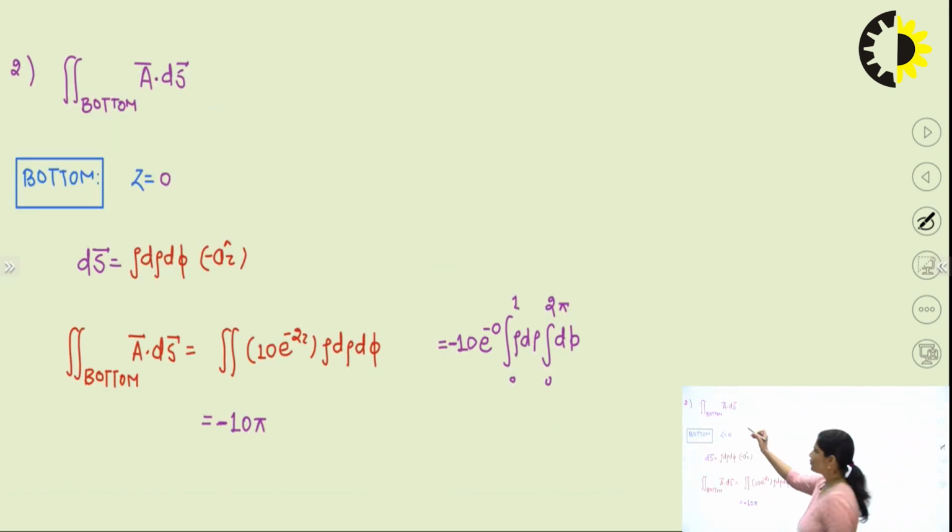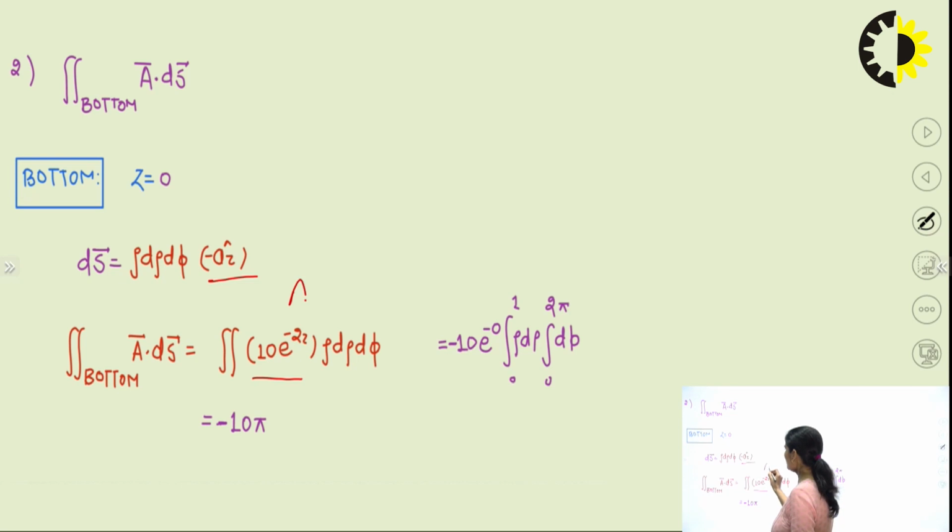So you all know, the left hand side is A dot ds, and this is for the bottom. Now for the bottom, z is equal to 0, because you can see in the figure that on the bottom side z is equal to 0 and on the top side z is equal to 1. Already we have done the top side. Now ds is equal to rho d rho d phi. Only the difference is that there is a negative direction of z. Now put all these values.